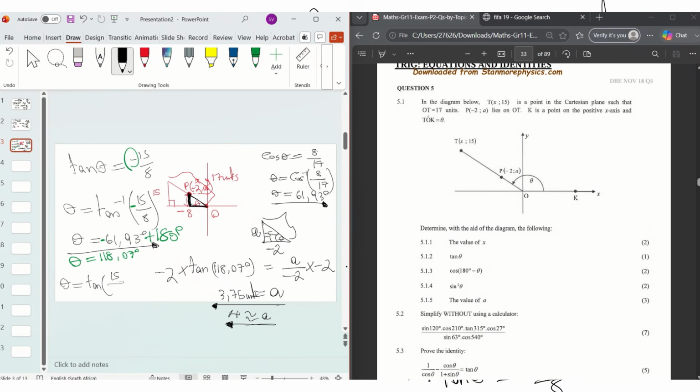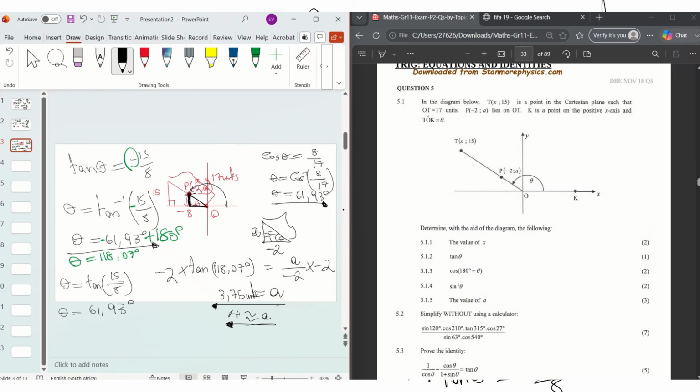Or you could also do it this way, if you put it the positive way, so say tan over 15 over 8. If you put it this way, it's going to give you 61.93 degrees. But this angle here, this theta, is from the first quadrant to the second quadrant. So now this angle is obtuse.